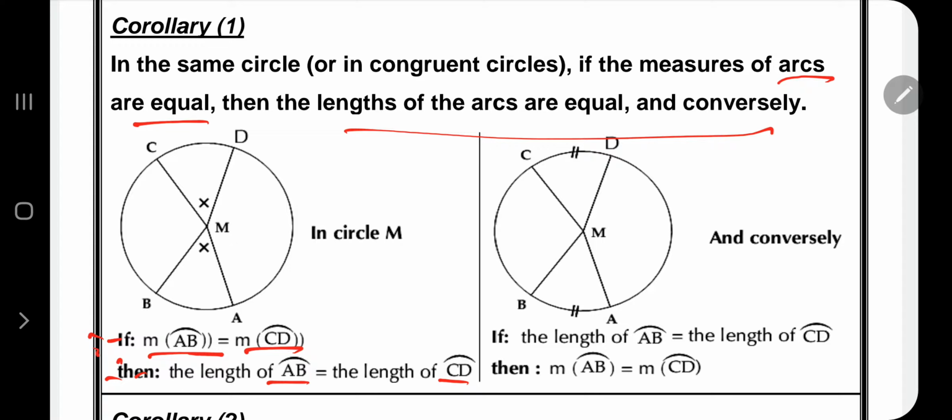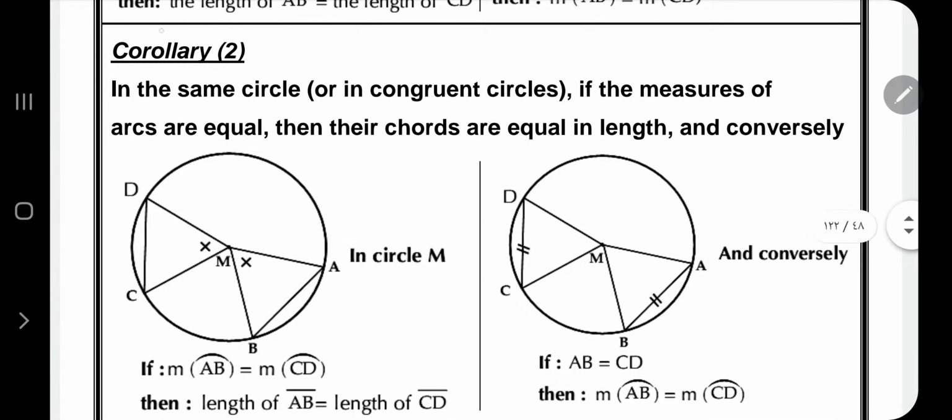Also the converse: if the length of arc AB equals the length of arc CD, that means the measures of the two arcs are equal. Rule number 2: in the same circle or in congruent circles, if the measures of the arcs are equal, then the lengths of the chords are equal. That means if measure of arc AB equals measure of arc CD, then the length of chord AB equals the length of chord CD. Also, if the length of chord AB equals the length of chord CD, that means the measure of arc AB equals the measure of arc CD.